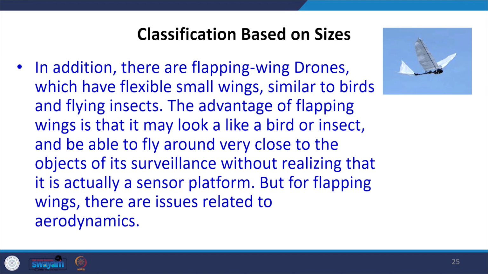In addition, there are flapping wing drones which have small wings similar to birds and flying insects. These kinds of drones with flapping wings have an advantage because when they are flying they look like a bird or insect, and they are able to fly over the area and collect the data because there is always a confusion that it looks like a bird. So, we can collect the data without anyone realizing that it is not a bird and it is actually a sensor platform. But for flapping wing drones, there are issues which are related to aerodynamics.